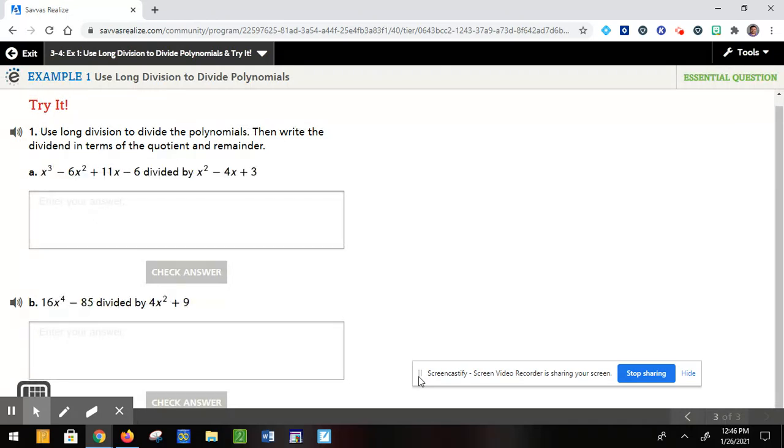All right. You got a couple to try here. So pause it and then come back and we'll compare answers. Remember, for part B, you need placeholders. For any term that's not there in either the divisor or the dividend, you need a placeholder.